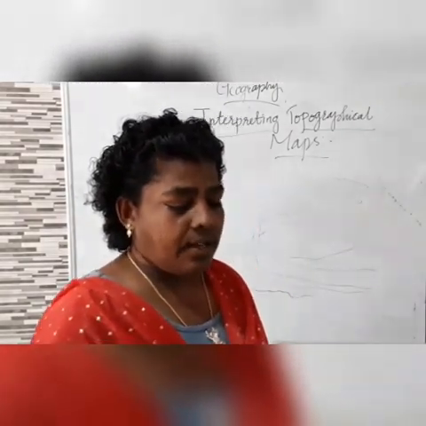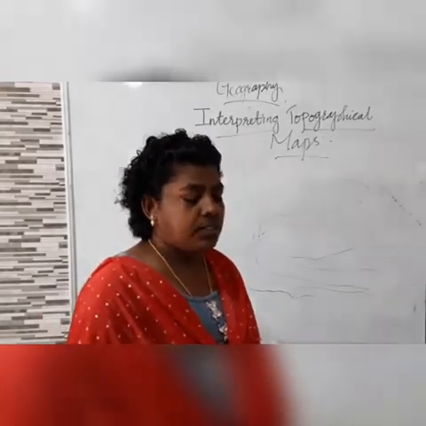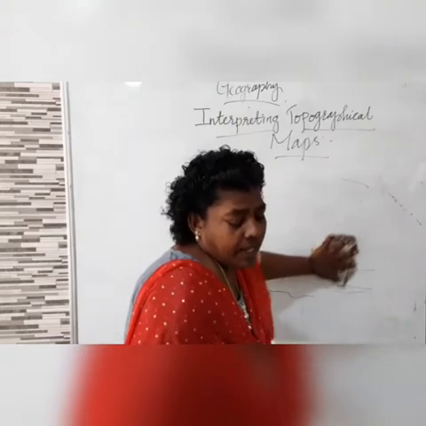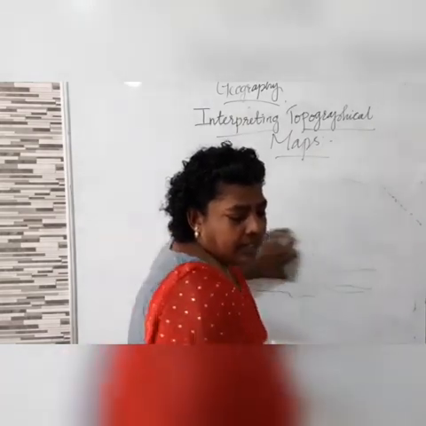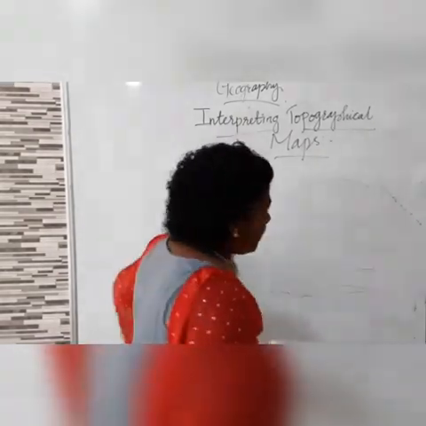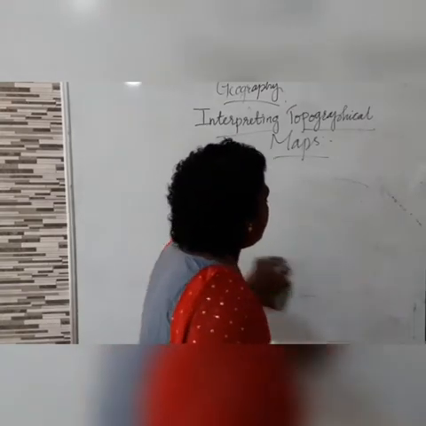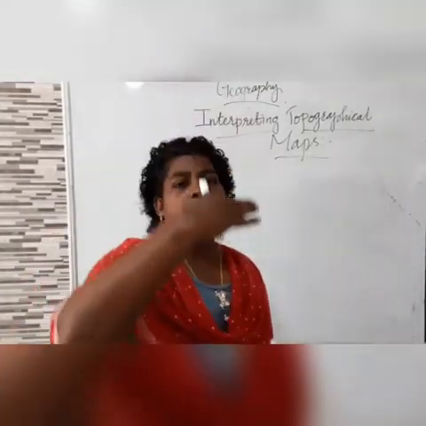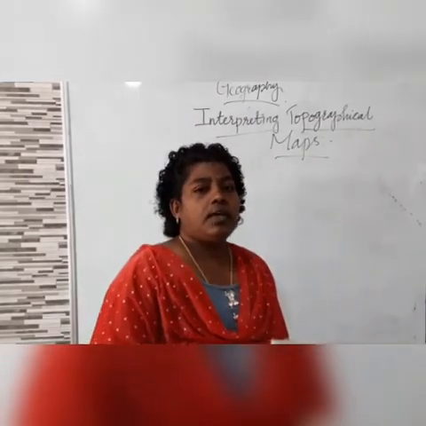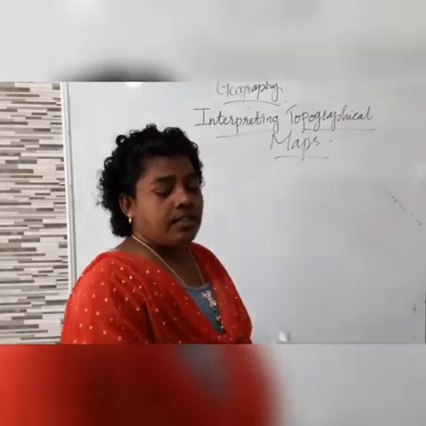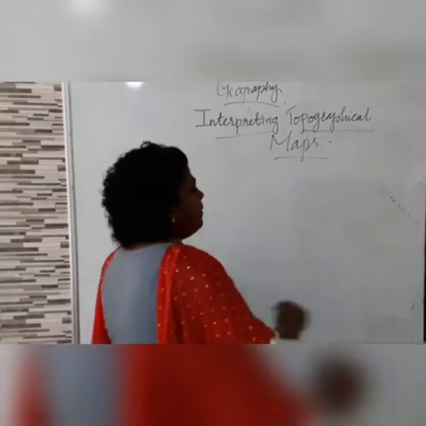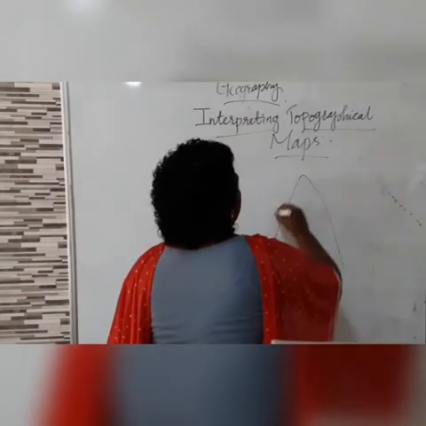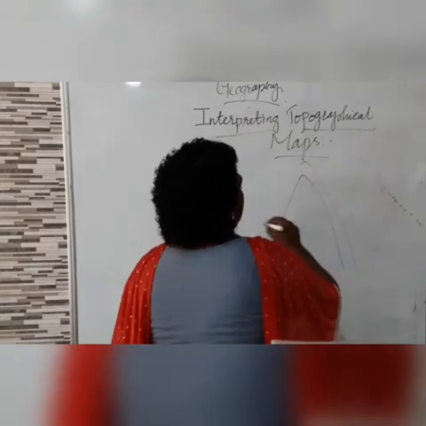V-shaped valley and U-shaped valley. What is a V-shaped valley? For example, we can find the V-shaped valley in the upper course of a river. What is the upper course of a river? There are three parts in a river: upper course, middle course and lower course. We can see this V-shaped valley in the upper course of the river. For example, the river begins in the mountain region.